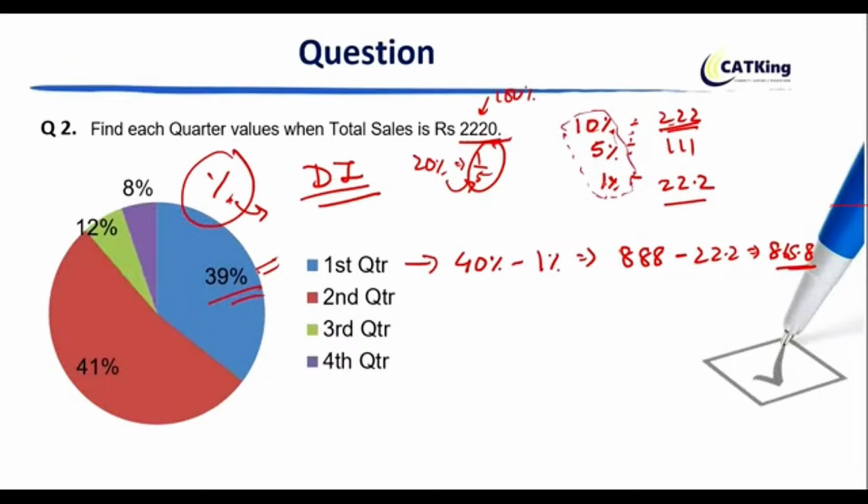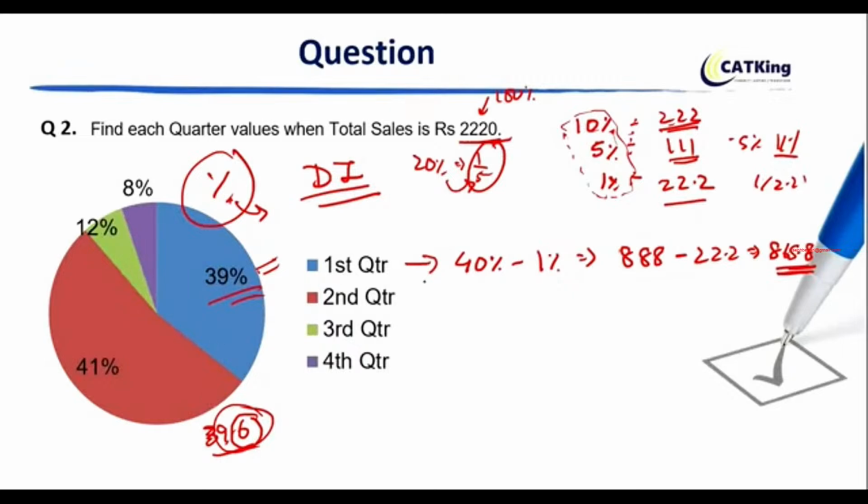And even if a decimal is there, say 39.6%. So you got 39%. How will you get this 0.6%? Guys, if 5% is 111, what is 0.5%? 11.1, correct? And what is 0.1%? 2.22. Just add these and you will get 39.6%. So, just by using this simple method, we can get any percentage. That's what I am telling you.